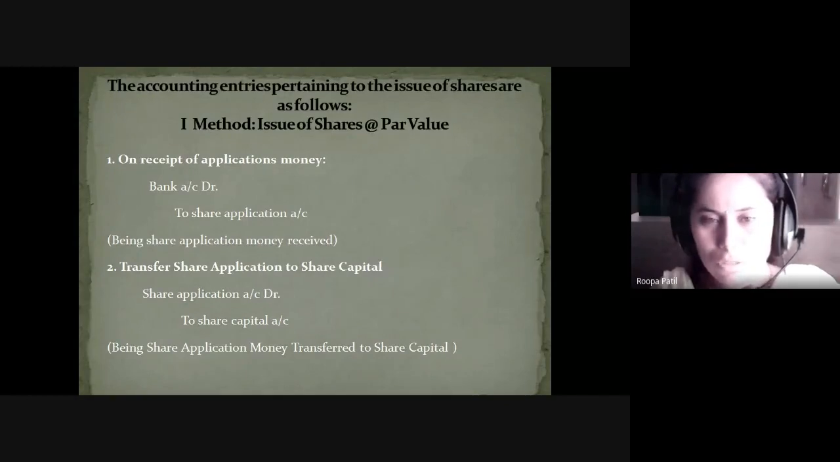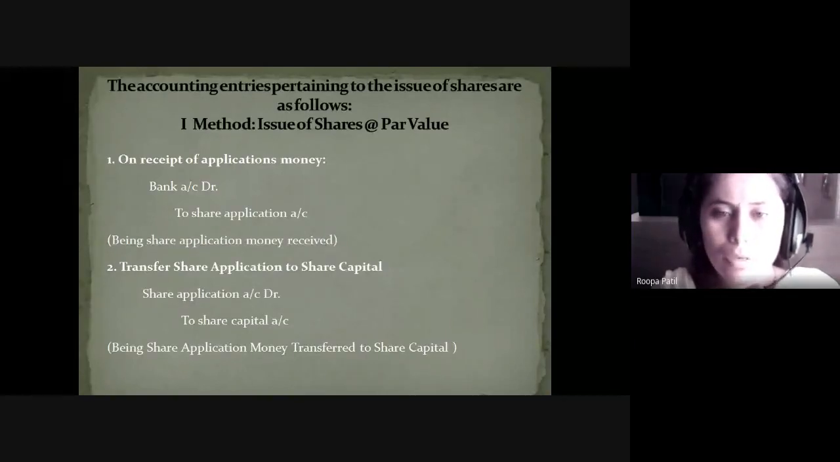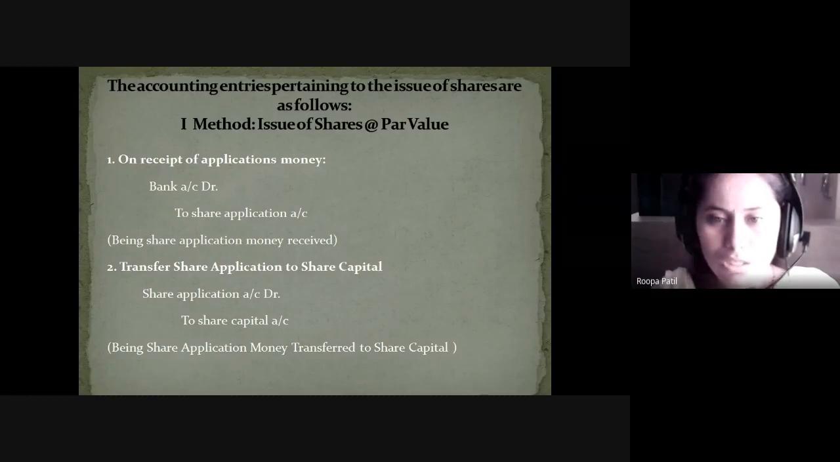For application, when you receive the application money, bank account debit to share application. Which money are you receiving? Share application account. When you receive the allotment money, same bank account debit to share allotment. When you receive the call money, same bank account debit to share call. Only the words are changed. Instead of application, write share allotment. Instead of that, you write share call account. Only the words are changed.